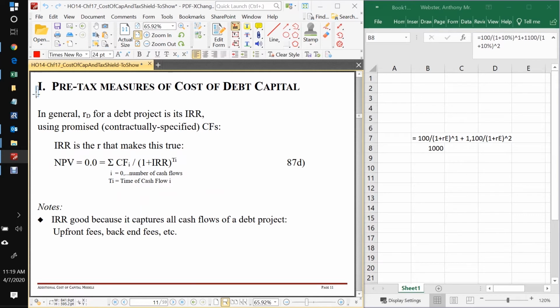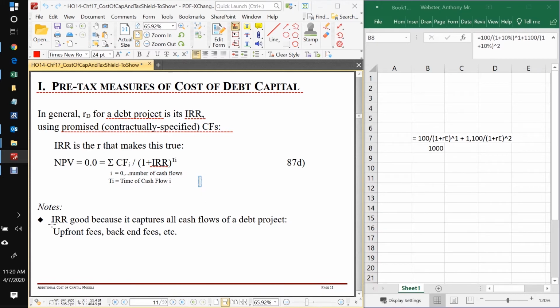Okay, so let's look at several pre-tax measures of our cost of debt capital. In general, if we're looking at a single project, like we did with the JP Morgan Chase example up above, the cost of debt capital is the IRR for that project. And that's going to be computed using promised contractually specified cash flows. And remember, the IRR is the discount rate, interest rate that makes the NPV equal to 0 when we plug in the right value of the IRR.